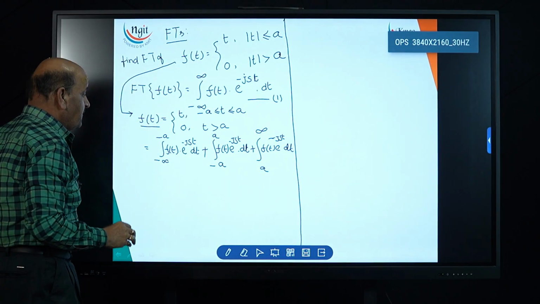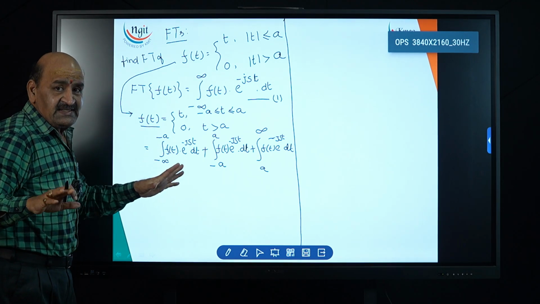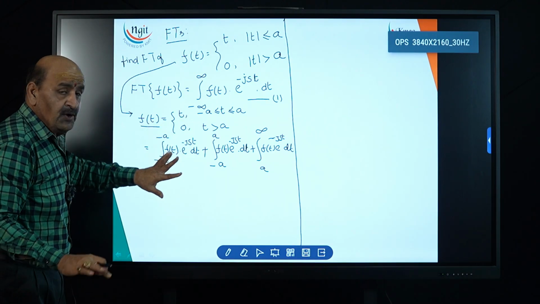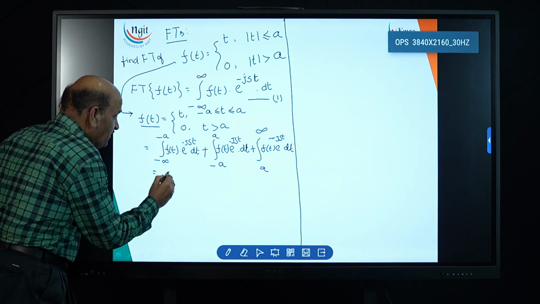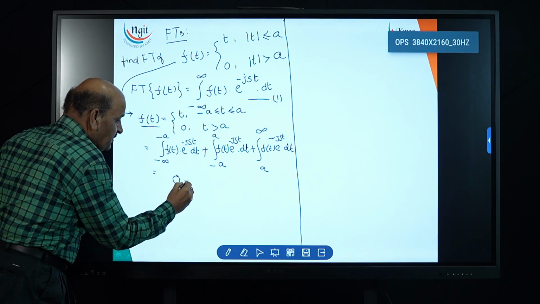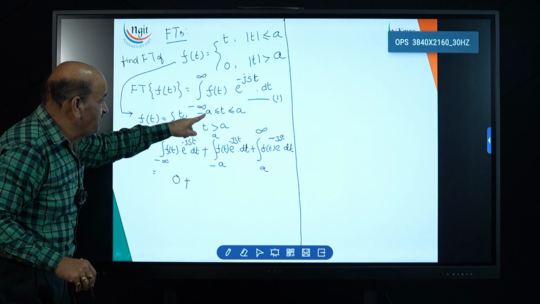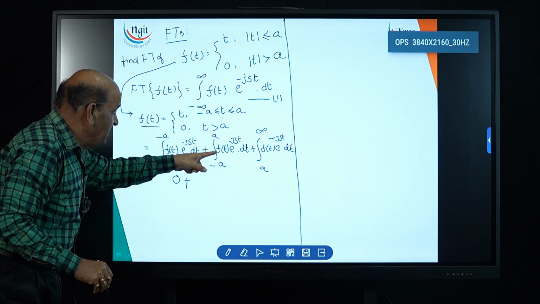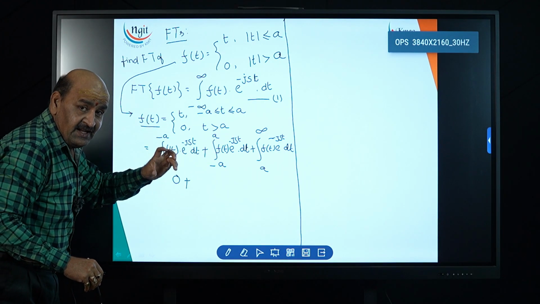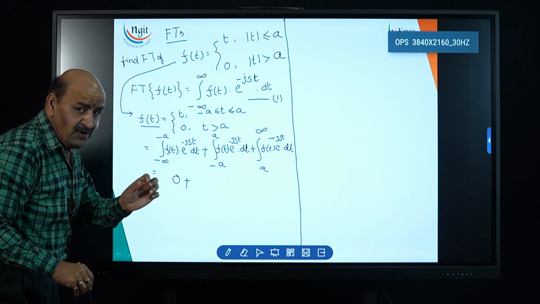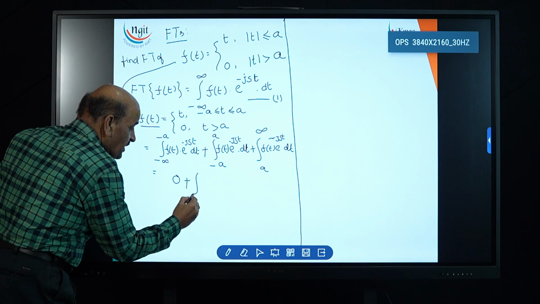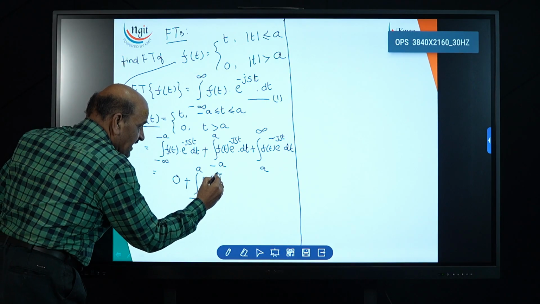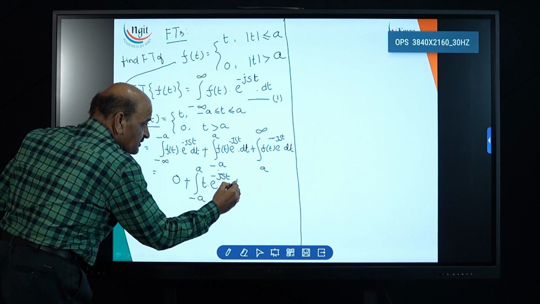Now just look here, there is no difference. There is no signal defined from minus infinity to minus a. No signal is defined, therefore its value is equal to 0. The actual signal is defined from minus a to a only. So from minus a to a, what is the value of f of t? It is t. Wherever there is f of t, you are supposed to substitute the value t only. Therefore, this is equal to the integral from minus a to a, in place of f of t, of t e power minus j s t dt.